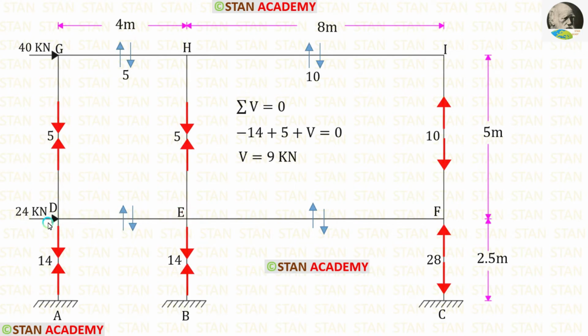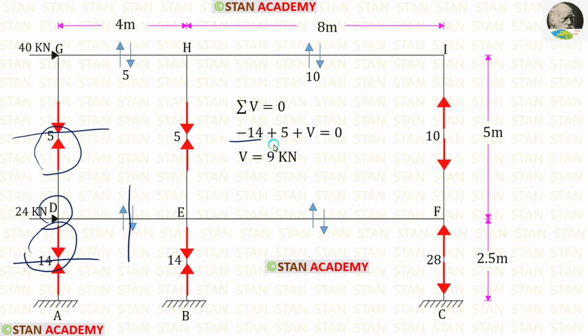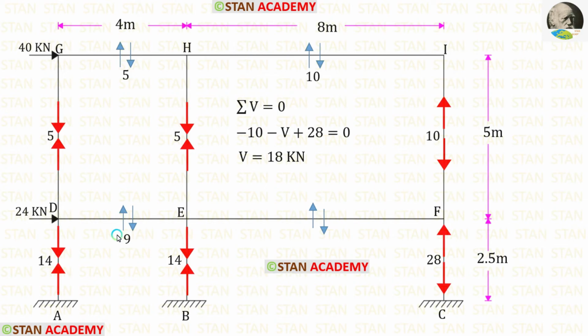Let us apply that. Now, let us find the shear force in the member DE. For that, let us take the joint D. This force is acting downwards, so that will be negative. This force is acting upwards, so that will be positive. The shear force V is acting upwards, so that is also positive. Finally, for V, we are getting 9.